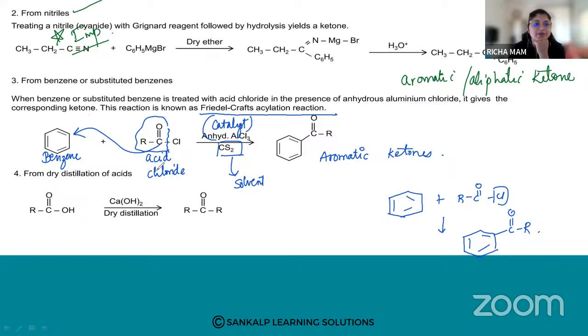So benzene, we react it with acid chloride in the presence of anhydrous aluminum chloride, which acts as a catalyst, and the solvent used is CS2, that is carbon disulfide. We get the corresponding ketone. And this name reaction is called what? Friedel-Crafts acylation reaction. Is it clear?